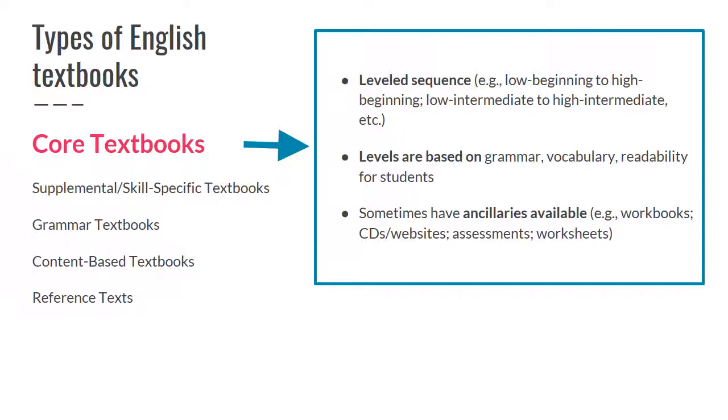For example, a beginning core textbook would focus on the verb to be, basic verb tenses, and English word order, and teach the vocabulary to talk about everyday life and situations. Sometimes core texts have ancillaries available, such as workbooks for extra practice, CDs or websites with quizzes and extra practice, or reproducible worksheets the teacher can pull as needed.